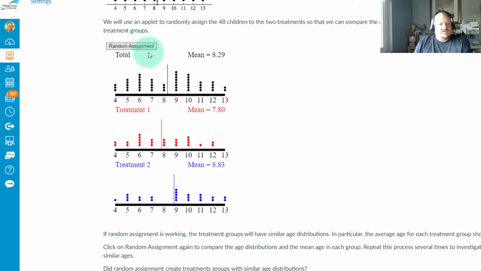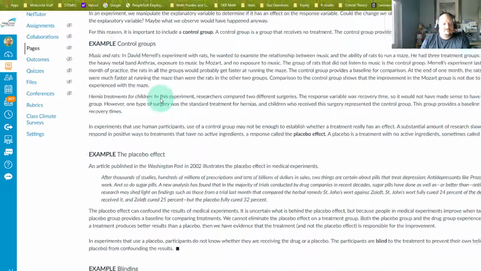Random assignment again, and again you can see we're not always going to get the same exact groups, but it's our goal to create similar groups that don't include any bias, and we're trying to minimize the amount of confounding variables.